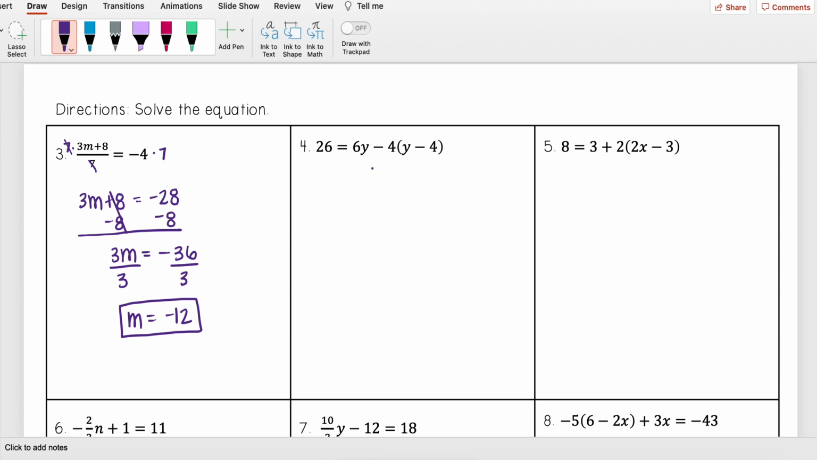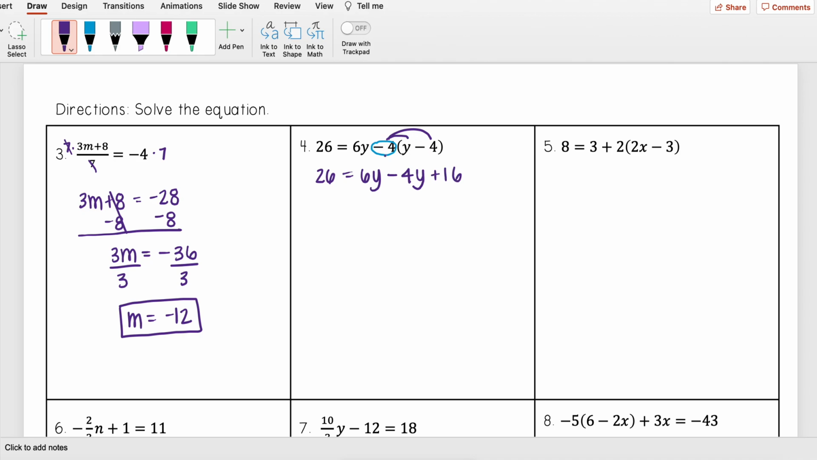Okay, this next one's going to be a little bit more of a longer process. So here, whenever I see parentheses, I know I always want to do that first. And so I'm going to go ahead and distribute this negative 4 into these parentheses. So when I do that, I get 26 is equal to 6y. And then here I need to be careful because I'm really distributing a negative 4. And so I have negative 4 times y to get negative 4y. And then negative 4 times negative 4 to get a positive 16.